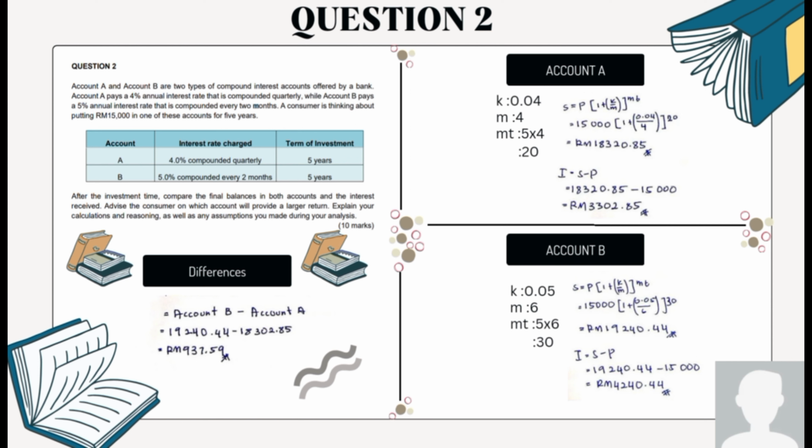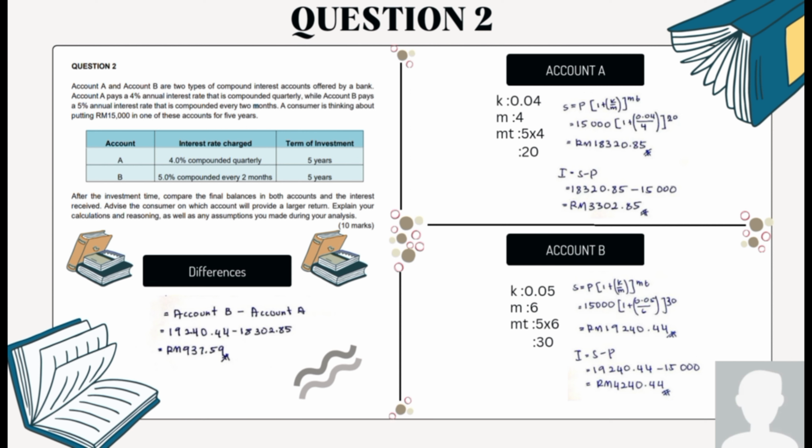And then we got 30 for MT at account B, and then use the same formula to find the future value for account B, and then we got RM 19,214.44. And then also use the same formula to find the interest received, and then calculate it, and then we got RM 4,214.44. And then for the last answer, we must find the difference between them.